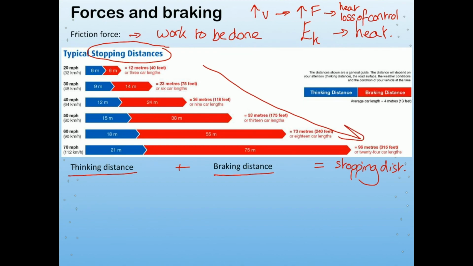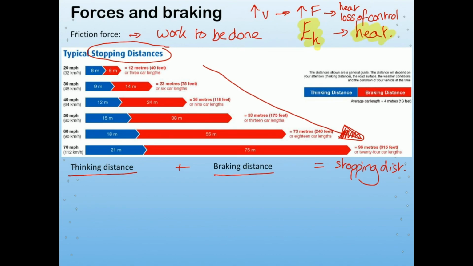And you can see that as you start going faster and faster down this list, your thinking distance is always going to be fairly short. It is based on how fast you're travelling, but the braking distance makes it much more difficult for the car to actually stop, because it's got to dissipate all of that kinetic energy that it had. So it's got to get rid of all of this into heat, and do that quickly.